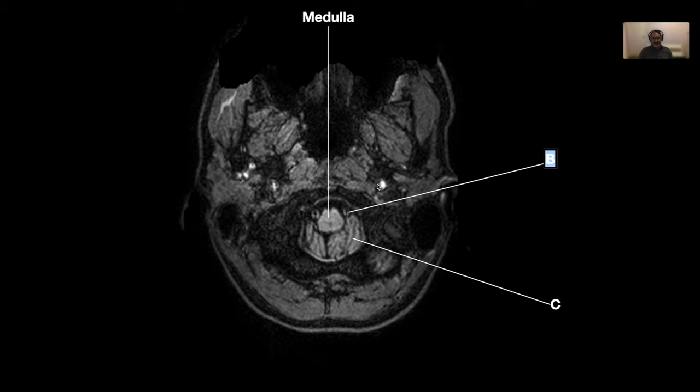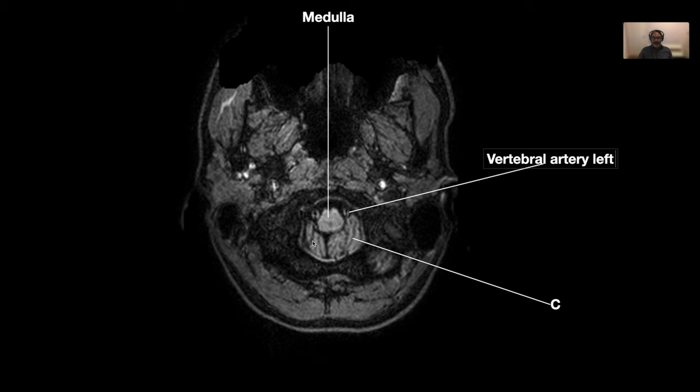Nope. That's the internal carotid artery. These are the arteries that come through the foramen. These are the arteries that come through the vertebral foramen. They're the vertebral arteries, yes. And that is the left one. Correct.